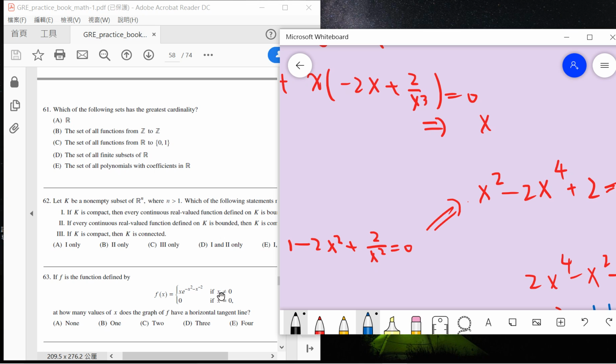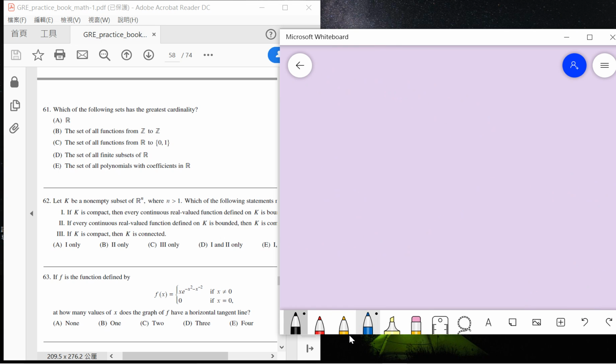But remember that when we do the derivative, x needs to be non-zero, because f of x is defined when x is non-zero. It's this kind of form. So we need to check that. How about f prime of 0? And this is something very tricky.